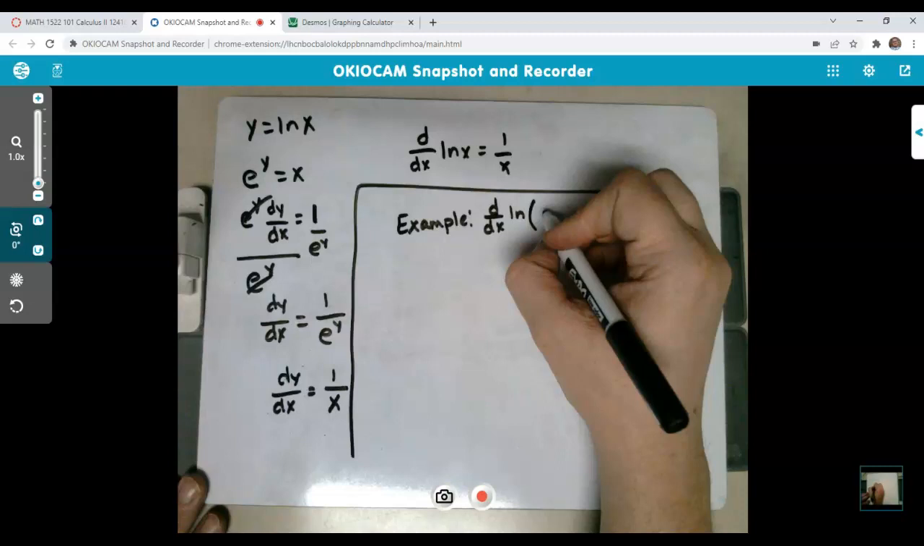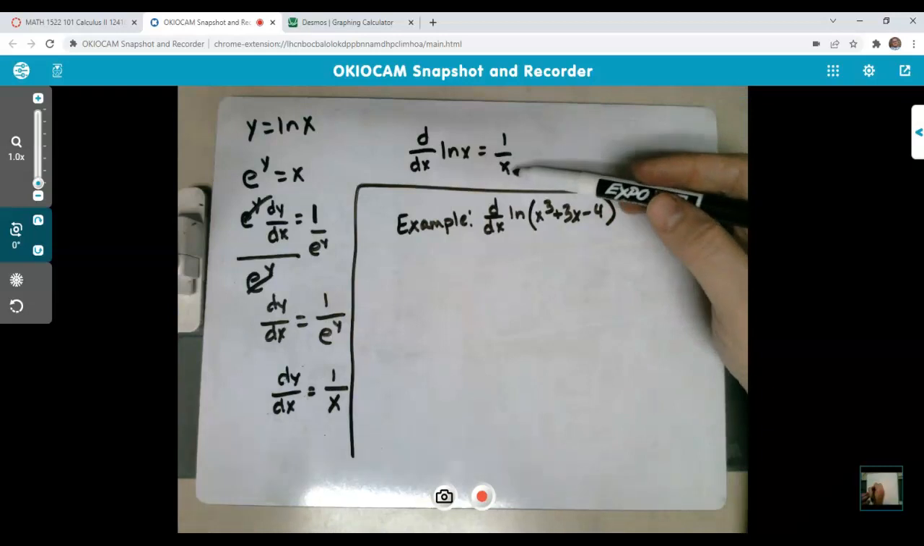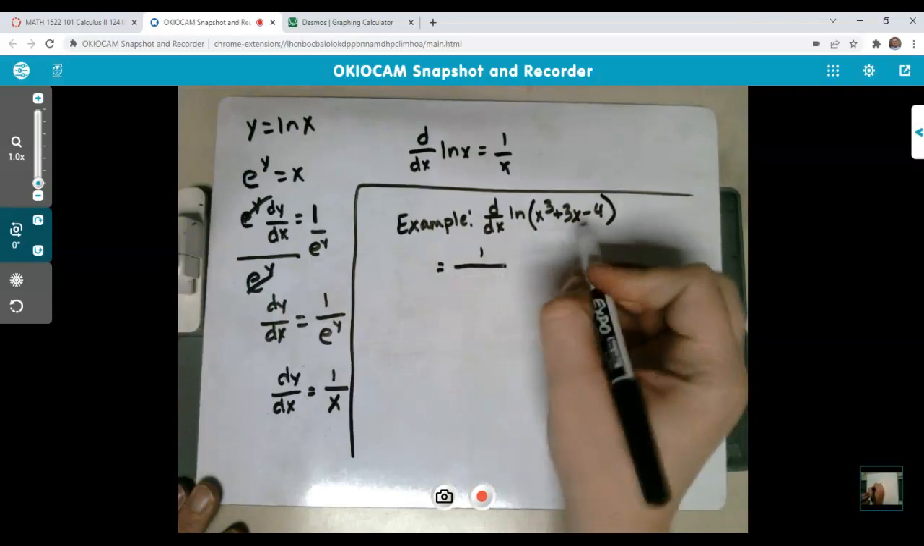So we know that whenever it's just ln of an x, I get 1 over x, right? So I'm going to start this the same way. 1 over what's inside of here. So x cubed plus 3x minus 4. But since this is ln of a bunch of stuff, I've got to use the chain rule. And so now I find the derivative of this stuff. The derivative of x cubed plus 3x minus 4 is 3x squared plus 3.